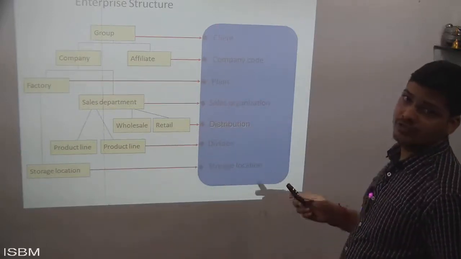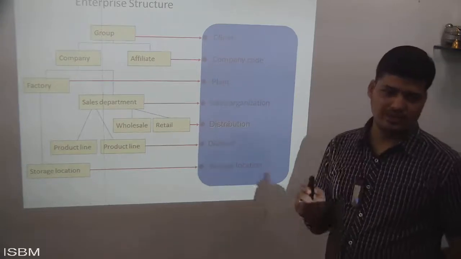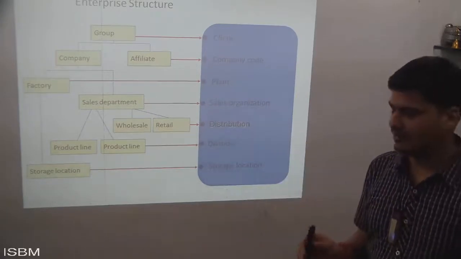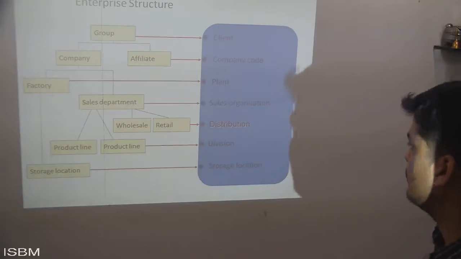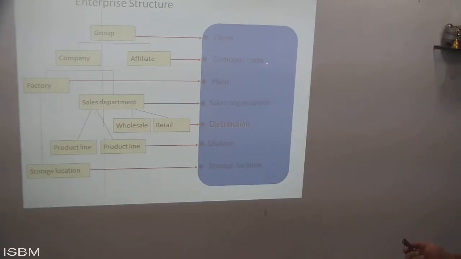The client which I have shown you, there's America and Europe and Japan. In the previous slide we have seen the group. This is nothing but a client and company code. Factory: here we don't use the word factory, we are using the word plant. So here factory comes under plant.